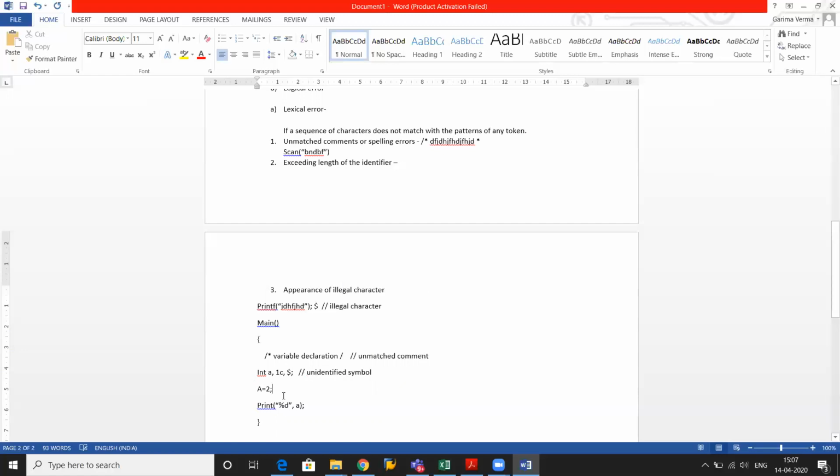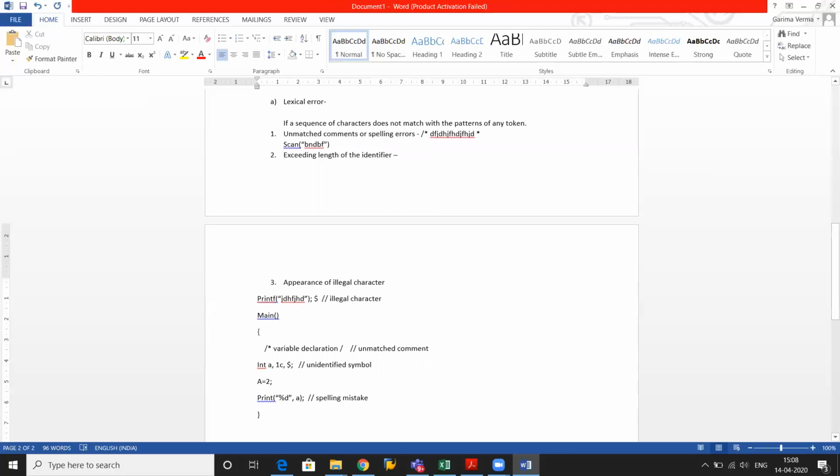Now this line is correct. You ignore the cases. And then in this line, you will have the spelling error because the spelling should be printf. The keyword should be printf, but you have written print and there is no print keyword available in C language. So that is why you will get the illegal keyword or the spelling mistake. So here you have a spelling mistake, right? These are the errors which come under the category of lexical error.